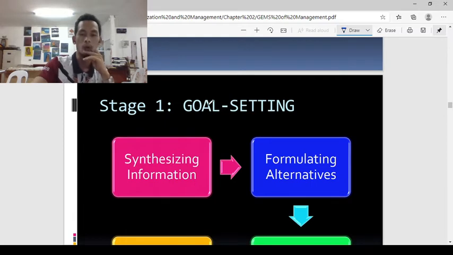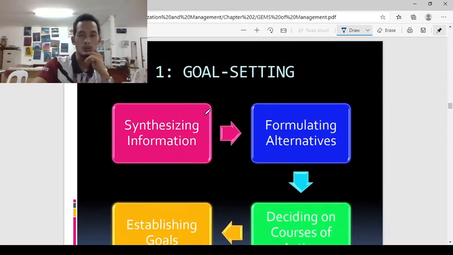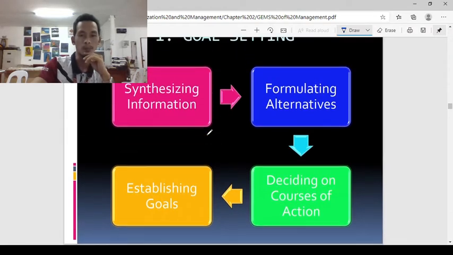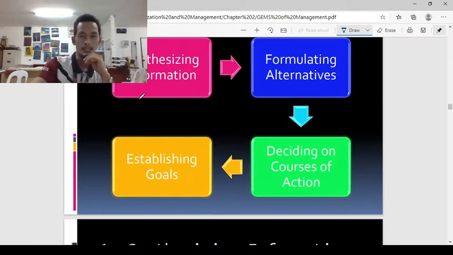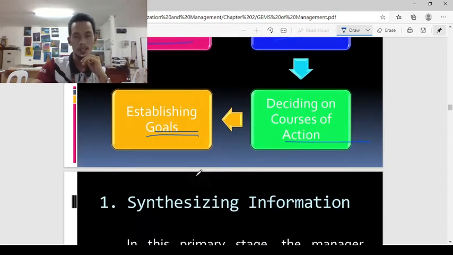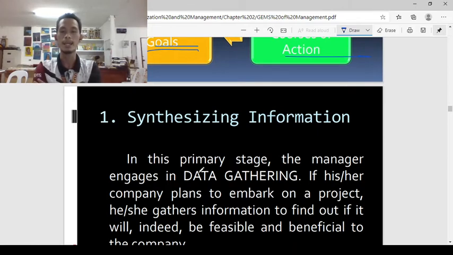Stage 1, goal setting. So si stage 1, goal setting, it includes 4 important sub-stages. Synthesizing information, formulating alternatives, deciding courses of action, and then establishing goals. So, paano? Process. Okay, 1, synthesizing information.